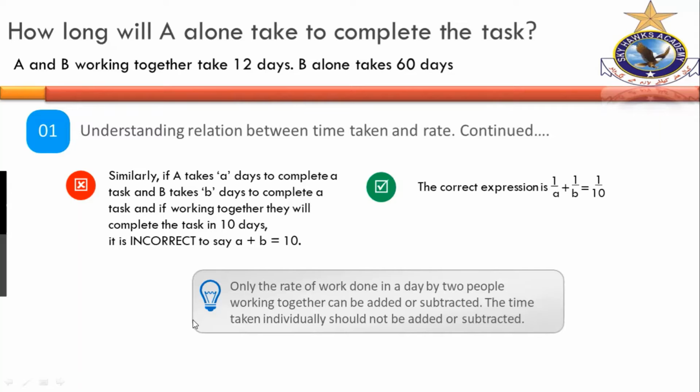This is the key to the solution. It is very important, so we have to keep this in mind: if we are doing some calculation to get the required answer, only the rate of work done in a day or in any unit of time by two people or more than two working together can be added or subtracted. The time taken individually should not be added or subtracted. This is the most important thing.